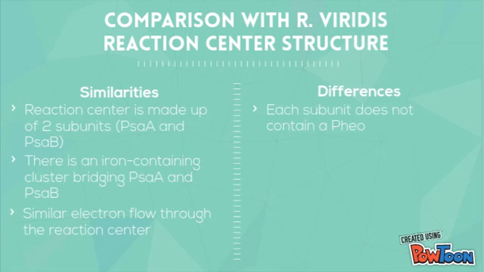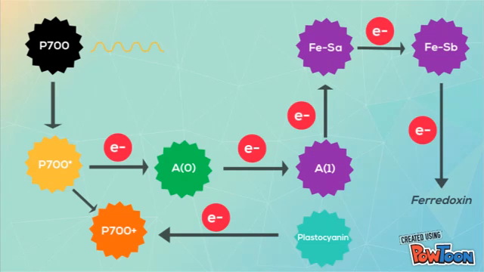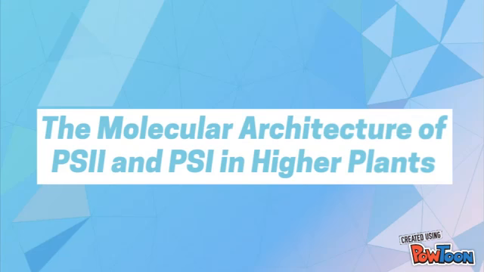Again, one of the important similarities to note is that there is a similar pattern of electron flow through the reaction center, which I'll talk about in just a second. This slide is very similar to the other 2 we looked at earlier. Some of the main differences are that electrons flow through 2 of the iron-sulfur clusters to ferredoxin. Ferredoxin then diffuses to ferredoxin NADP+ reductase. Also, plastocyanin supplies an electron to P700+. Now we'll examine the molecular architecture of both photosystems in higher plants.